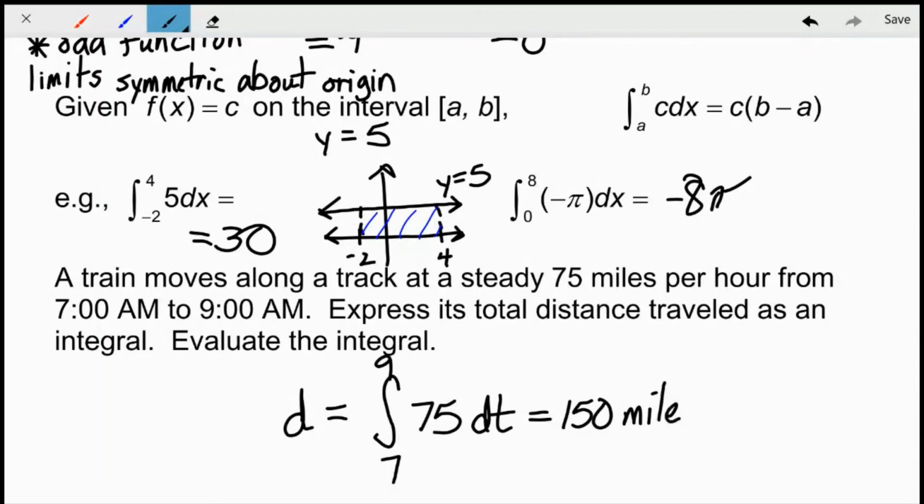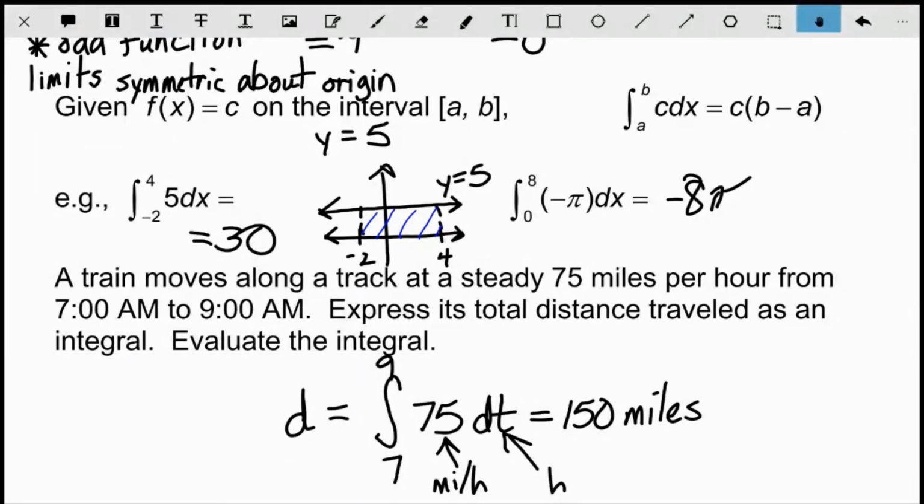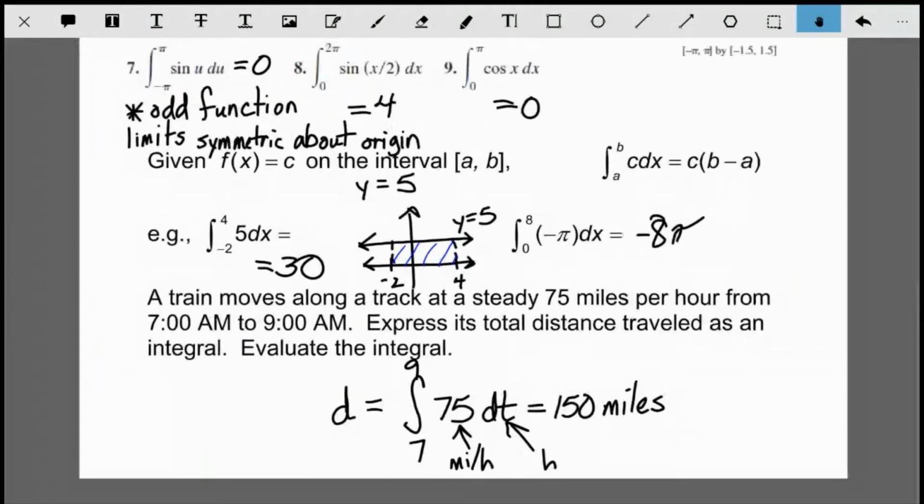Interesting thing about these types of problems is you can always use your units to make sure you have them set up right. So with the 75 here, remember this was in miles per hour. dt would be in hours. So if I multiply miles per hour times hours, that gives me miles. So it's pretty easy to check when you have an application problem with integrals. It's easy to tell if you have it set up correctly based on the units.